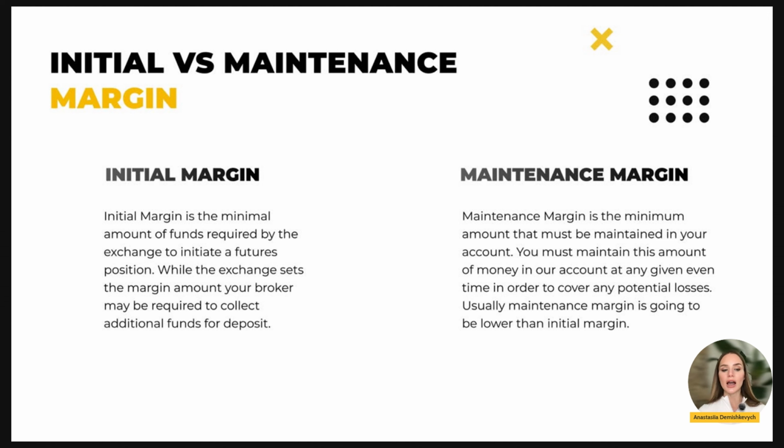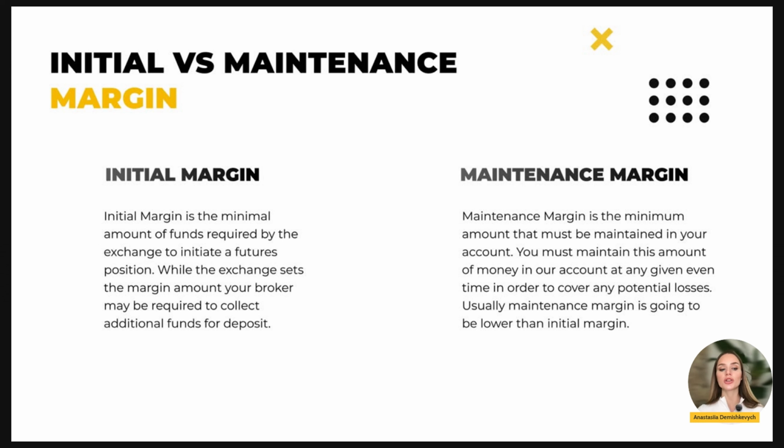There are two main types of futures margin: initial and maintenance ones. Let's break them down. Initial margin is the amount of money you need to deposit with your broker when you open a futures position. It's determined by the exchange, but your broker may require you to deposit additional funds. Maintenance margin, on the other hand, is the minimal balance that must be maintained in your account once the position is opened. You must maintain this amount of money in your account at any given moment of time in order to cover any potential losses.